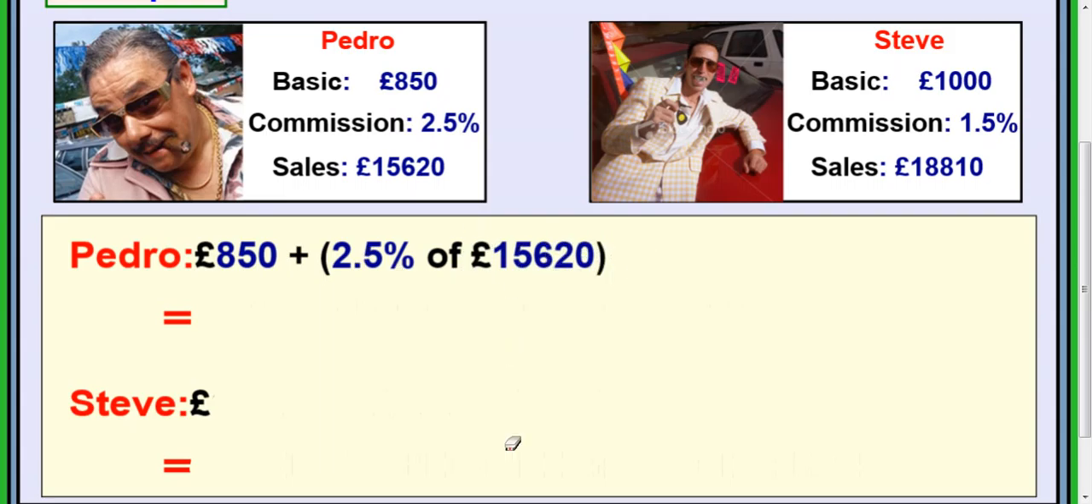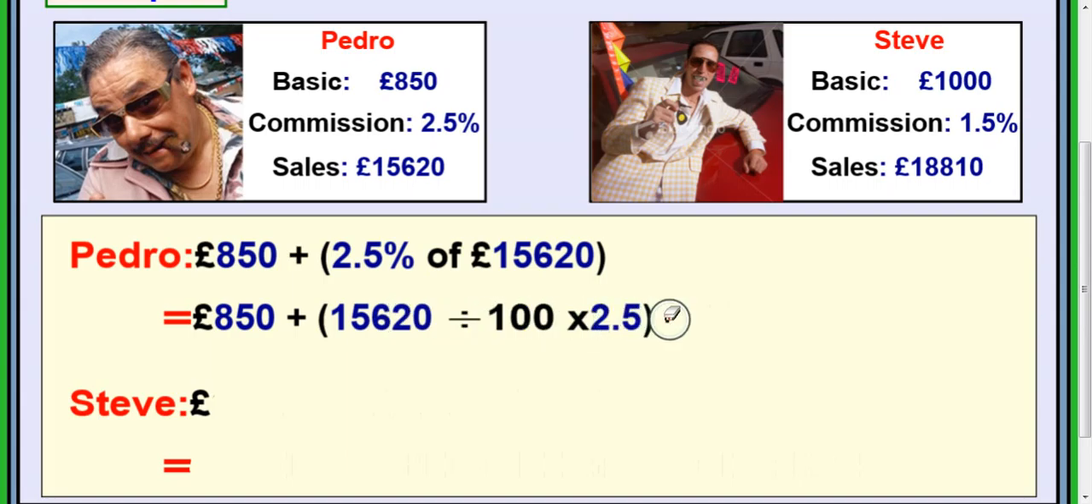Now you can work that out separately. You can do 2.5 divided by 100 times 15620 and then add it on. I've just done it all in the same calculation basically. Divide by 100 times that. Okay, and that comes to £1240.50. If you do this bit separate and then add the sum, that's absolutely fine.